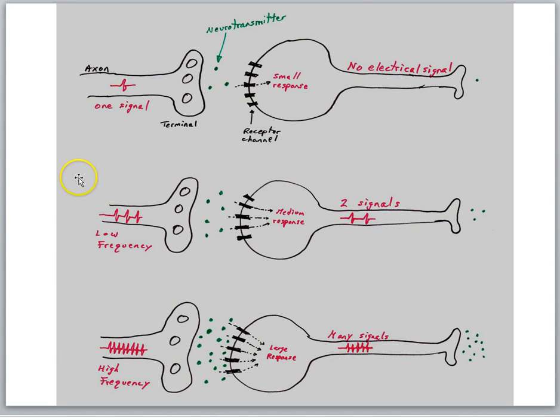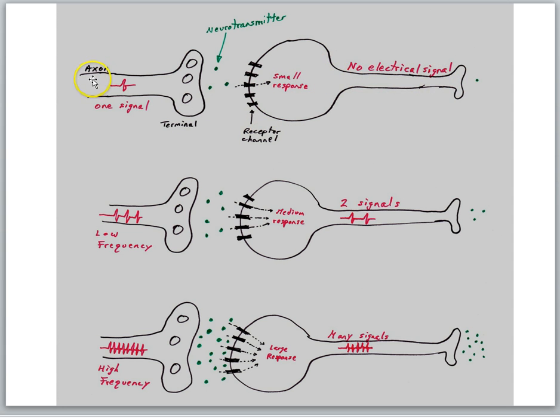Okay, with a basic understanding of the electrical and chemical nature of neurons, we can start to see how they might be processing information. Let's take a look at the top diagram up here. Here we have an axon and a terminal. Here's the synaptic space. Here's the target cell. So we're just showing the cell body. We're not showing the dendrites, just to keep it simple. And here's the target cell's axon and the target cell's terminal.